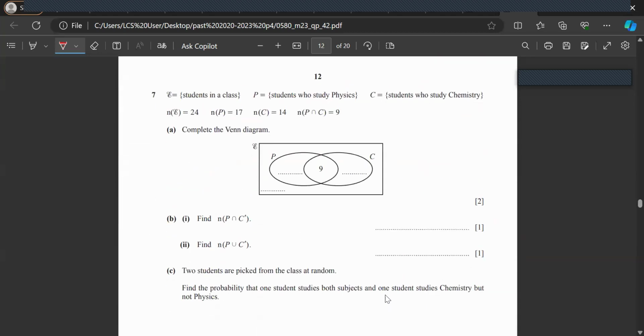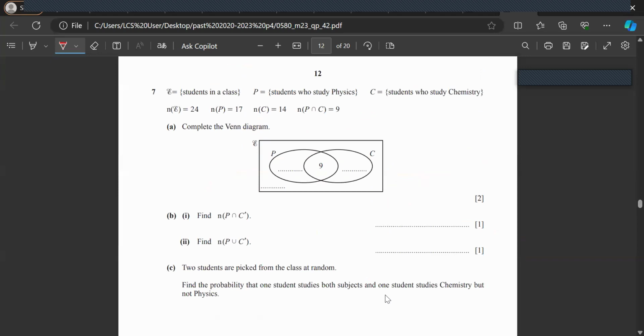No. Okay, this one is very important. Here, we did a lot before, but we are going to do it again in paper 2. Now he's giving me the universal set with physics and chemistry. We said we start with the intersection, the one in the middle. Now he gave me the intersection, 9, and written here is 9. So he's giving me an easy start.